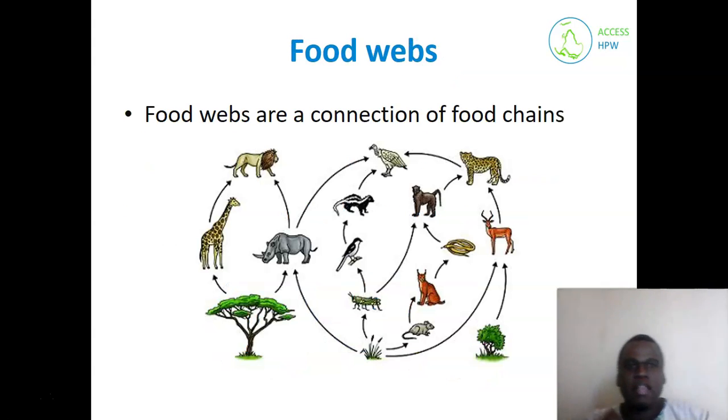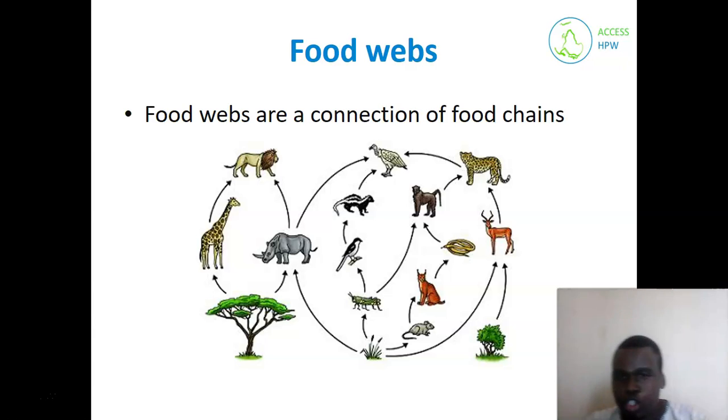So the food web is an important ecological concept. A food web represents the feeding relationship within a community. It represents the transfer of energy in the form of food from the source, which is the plant, but the plants get the energy from the sun, through to herbivores, then carnivores. So basically a food web is a connection of food chains.